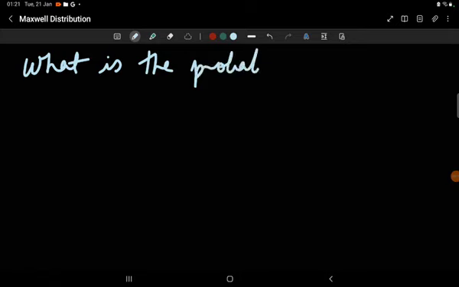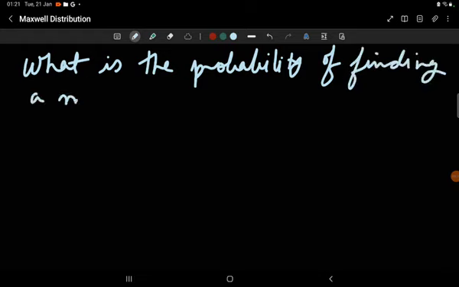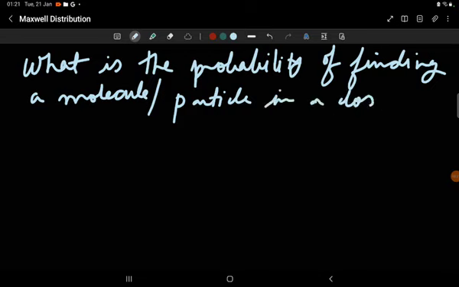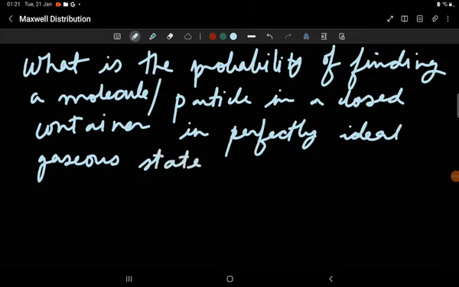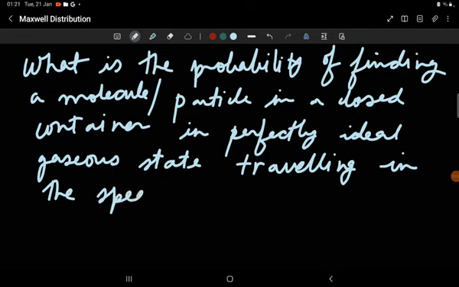A Maxwell distribution asks the following question: what is the probability of finding a molecule/particle in a closed container in perfectly ideal gaseous state traveling in the speed range c to c plus dc.